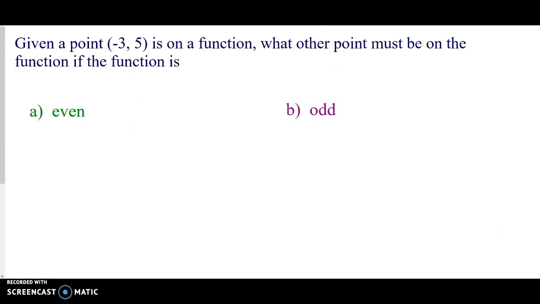All right, last example about even and odd. So this time we're given an ordered pair. We're given (-3, 5), and it is on a function. What other point must be on the function if the function is A, even, and B, odd? So I want you guys to really think about this. Again, maybe use that f of x notation above on the top of this page, to help you figure out what other point must be on the function given this information. So go ahead and put me on pause, and then we'll check our work.